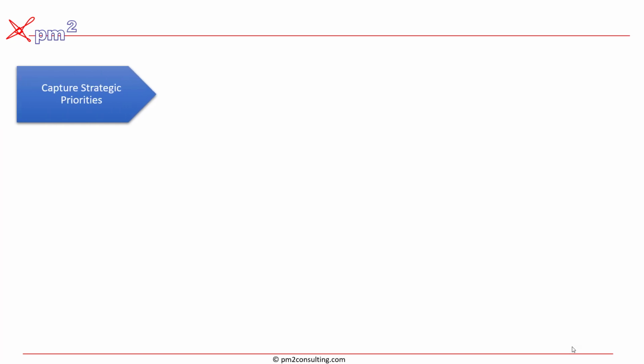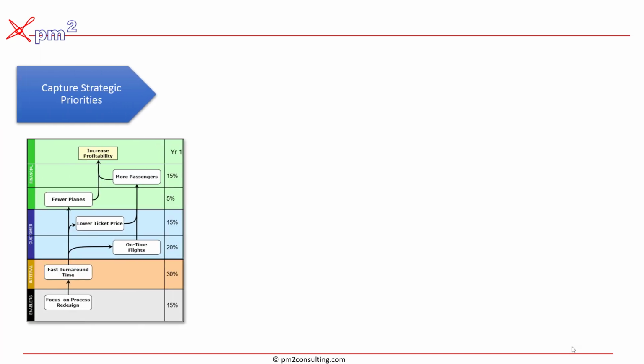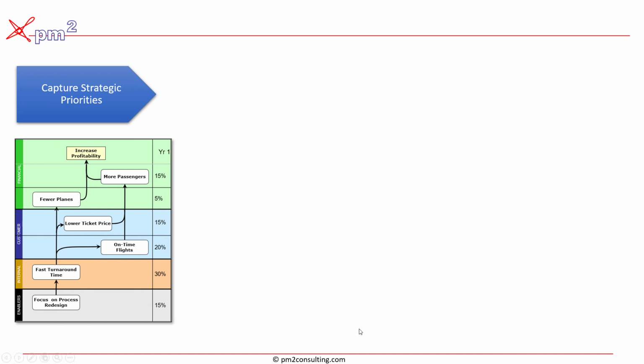Step 1 is we need to capture your existing strategic priorities, and we'll do that through a strategy map. We capture the strategic objectives, their cause and effect relationship, and their priority as seen over, say, the next 12 months.